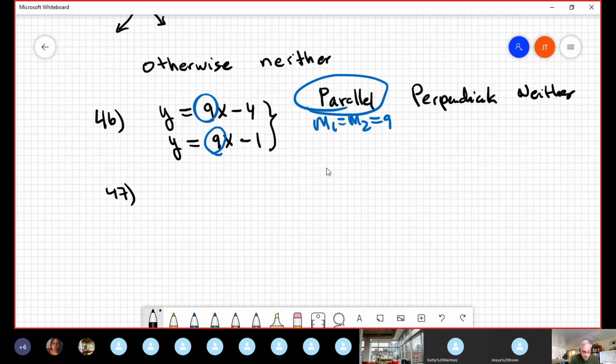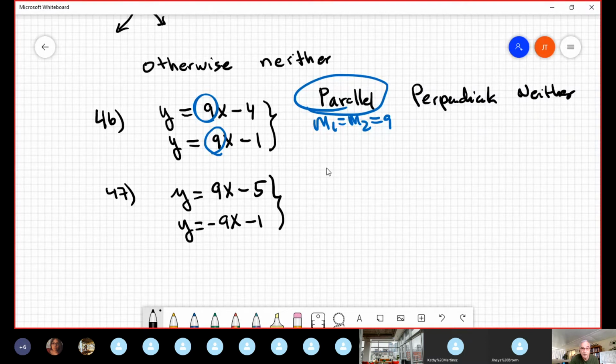47. y equals 9x minus 5, and y equals minus 9x minus 1. Okay, opinion. Parallel, perpendicular, or neither? What do you think? I think it's... opinion.